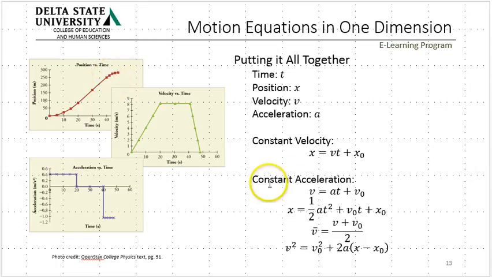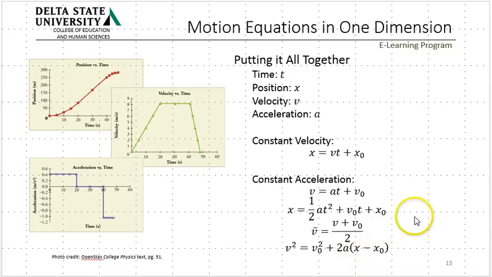So under constant acceleration, your velocity at any time is the acceleration times time plus whatever your initial velocity was. Your position is 1/2 acceleration times time squared plus your initial velocity times time plus your initial position. At any point, your average velocity is v plus v naught over 2, right? And then this last equation, the result of fiddling with these a bit: v squared equals v naught squared plus 2a times (x minus x naught).